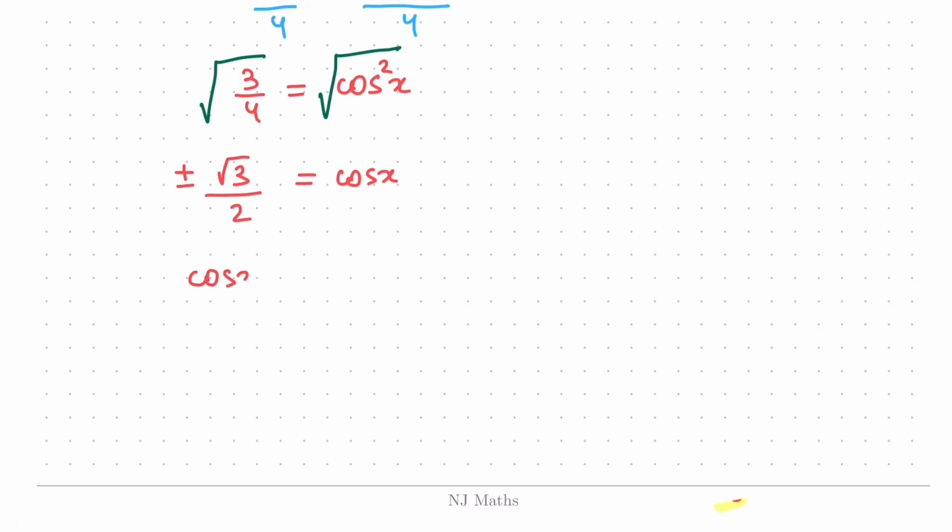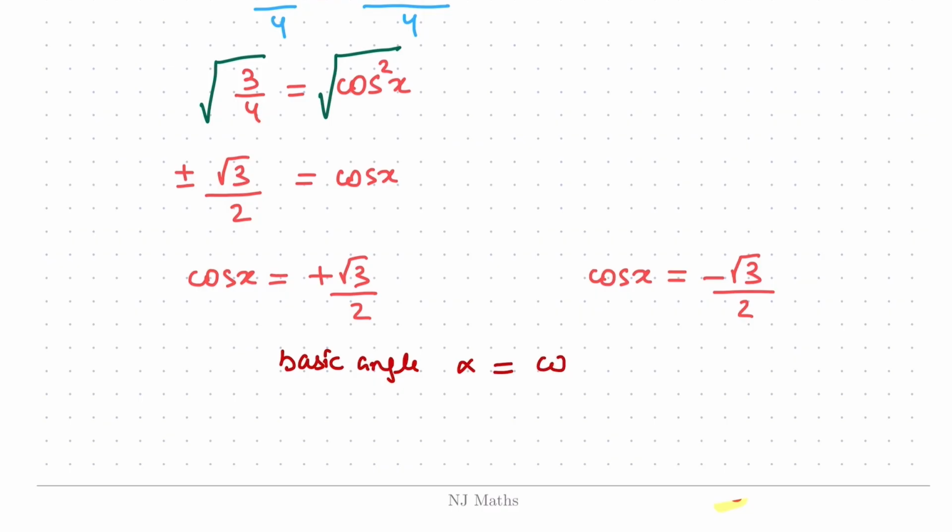So we have cos of x is equal to positive root 3 by 2, and cos of x equals negative root 3 by 2. But luckily for both of them, our basic angle alpha, we have to find the basic angle now. So the basic angle alpha is equal to cos inverse of root 3 by 2, and cos inverse of root 3 by 2 is equal to pi over 6. So we found the basic angle. We can now use it to find the values of x.